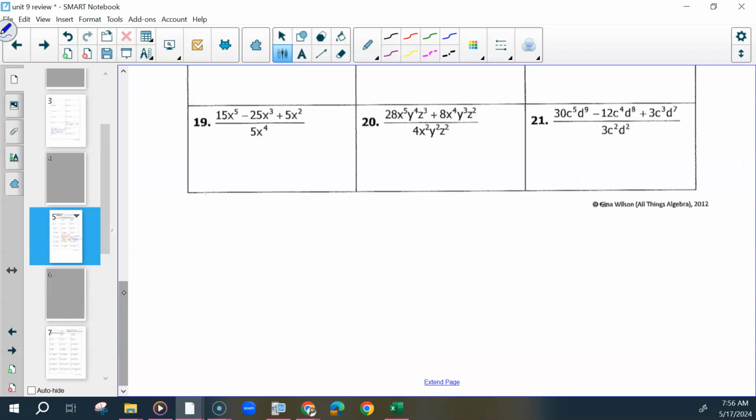3. 3, what else? C to what power? 3rd. B to the 7. B to the 7. Okay. We divide that out of each piece. What's left? Squared. D to the squared minus. I'm gonna rewrite this.